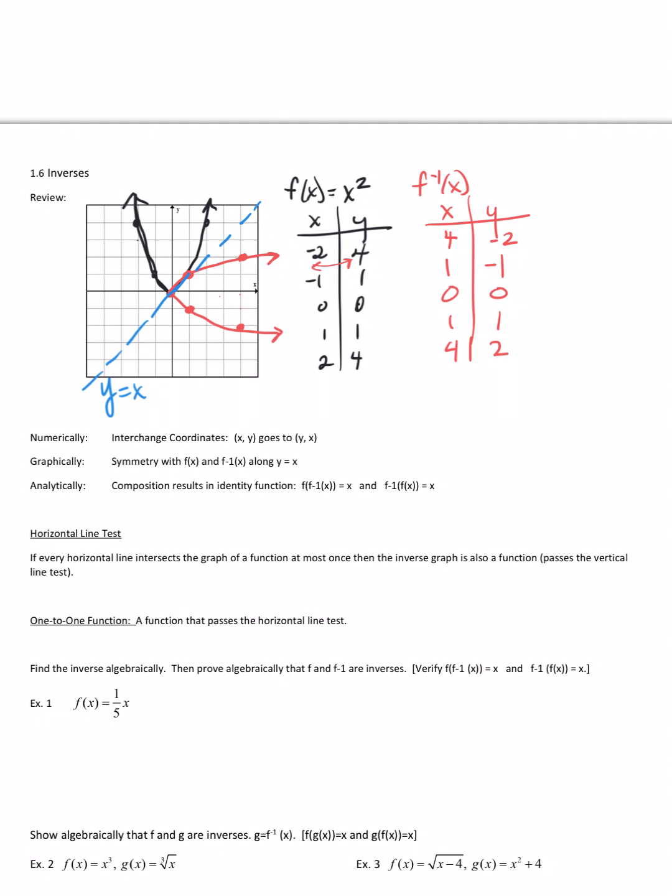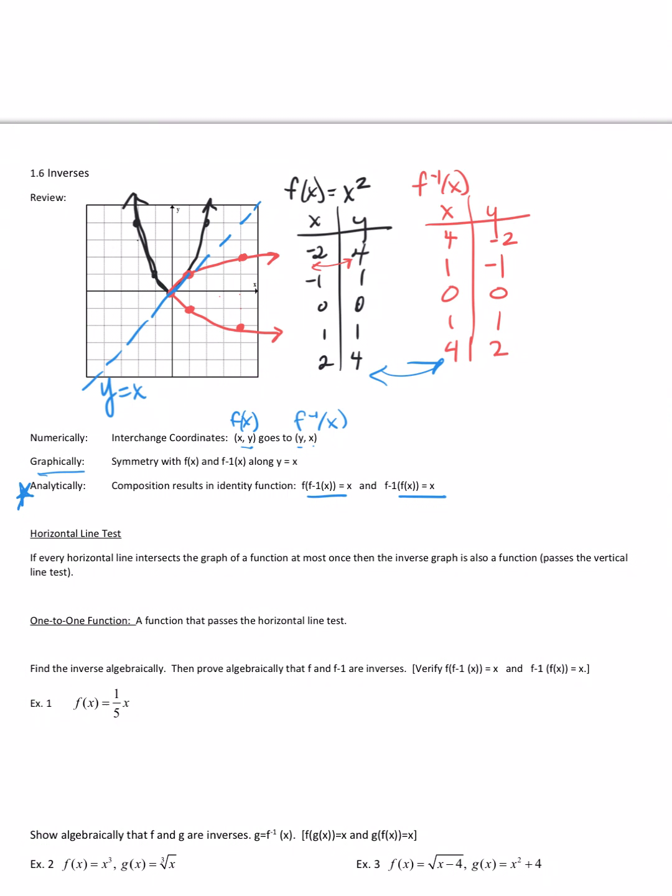So a couple things I want you to just make note of, that they interchange coordinates. If f of x is xy, then f of -x has the coordinate yx, just like we saw right here, okay? What's happening graphically is there's symmetry with this line, the y equals x line. And then analytically, if you plug one function into the other, when you solve it, it comes out to be x. And then we're going to spend some time with the analytical here.